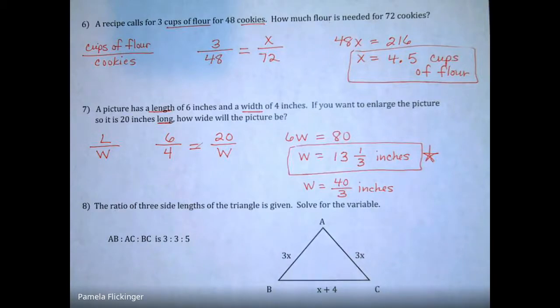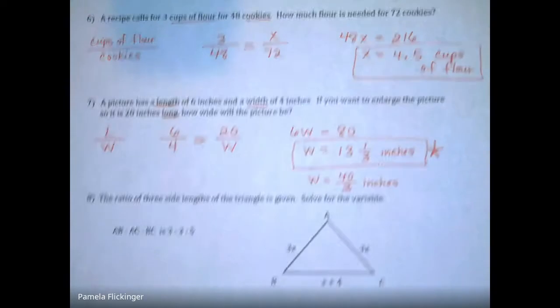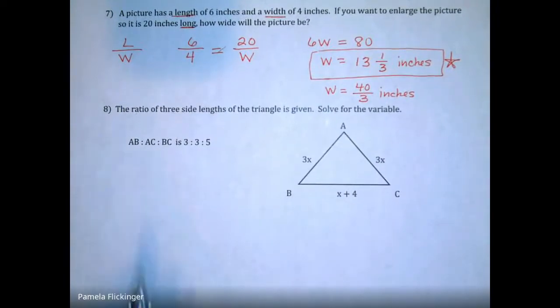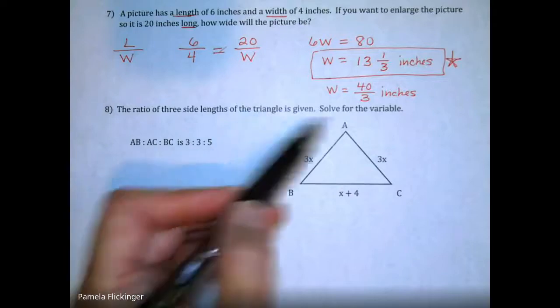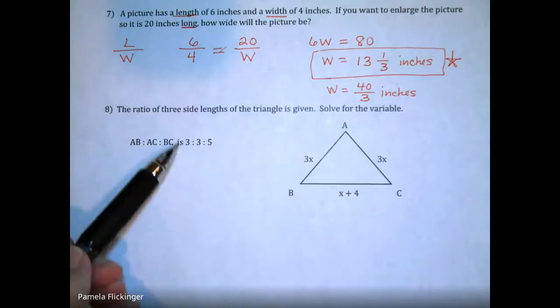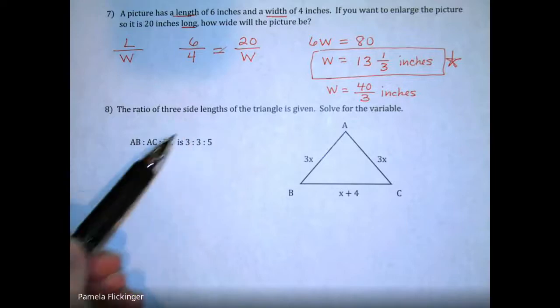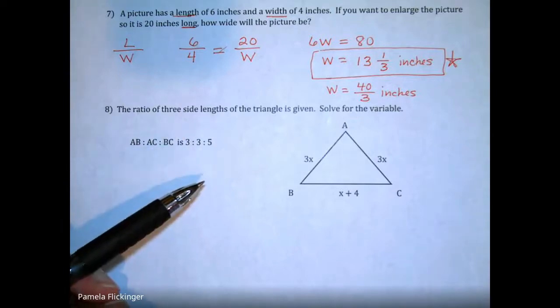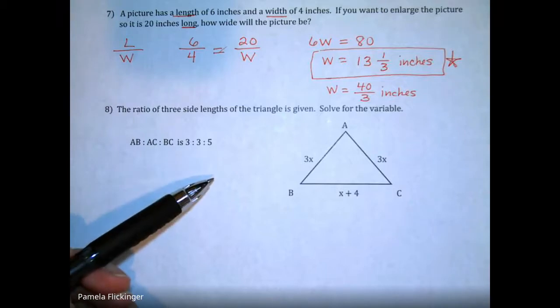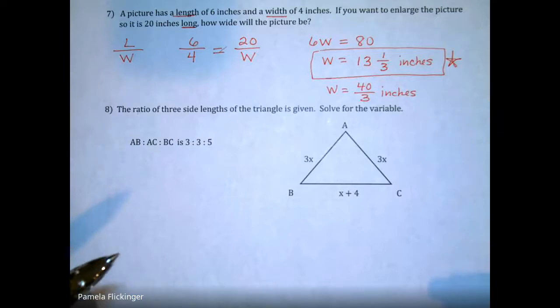Okay. Now, in geometry, how do we use ratios? Well, it says the ratio of 3 side lengths of the triangle is given, solve for the variable. Now, I showed you earlier where we did angle measures. We know that those equal 180. We did one for complementary. We know those add to equal 90. But the side lengths do not add to equal anything in particular.